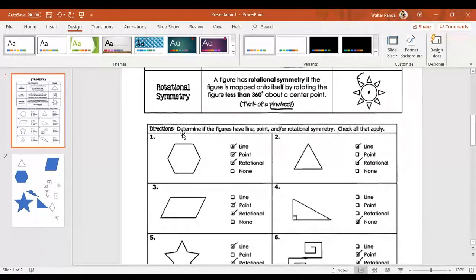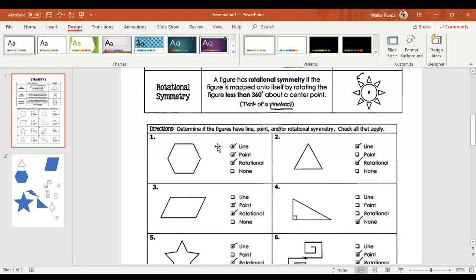So line symmetry means I can draw a line down the center. I can fold this in half and it's going to map onto itself. It's going to be a perfect match. If you imagine folding this in half, I could fold it in half this way vertically, or I could fold it in half horizontally, and it is going to map onto itself.